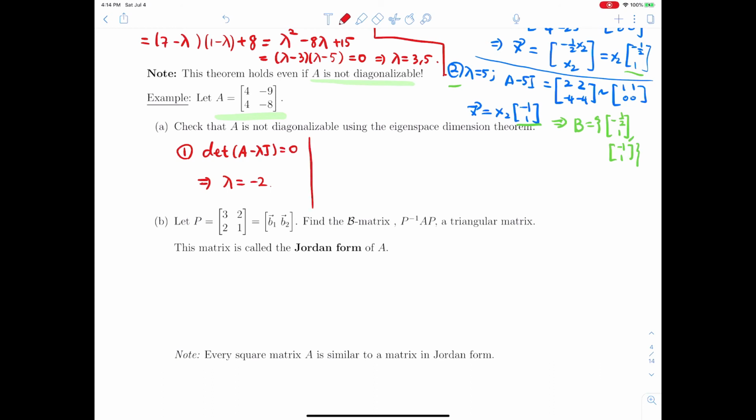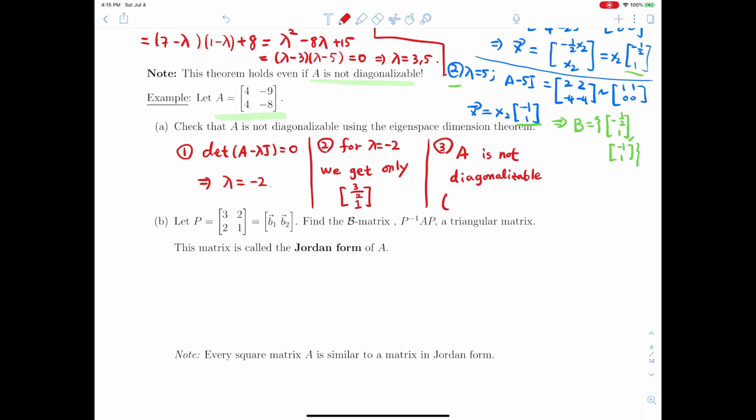So to be able to diagonalize, we need two different eigenvectors. However, if you calculate the eigenvector for lambda equals -2, then we get only one eigenvector, that is spanned by (3/2, 1). So because we have fewer vectors to build P, A is not diagonalizable. And this is because P has to be an n by n matrix, and in this case it has to be a 2 by 2 matrix.